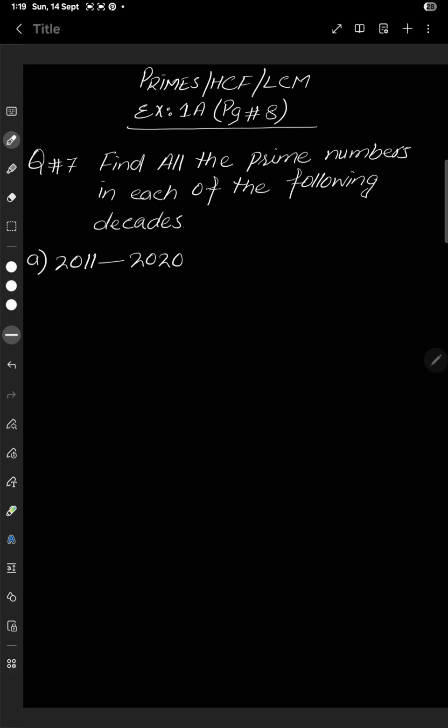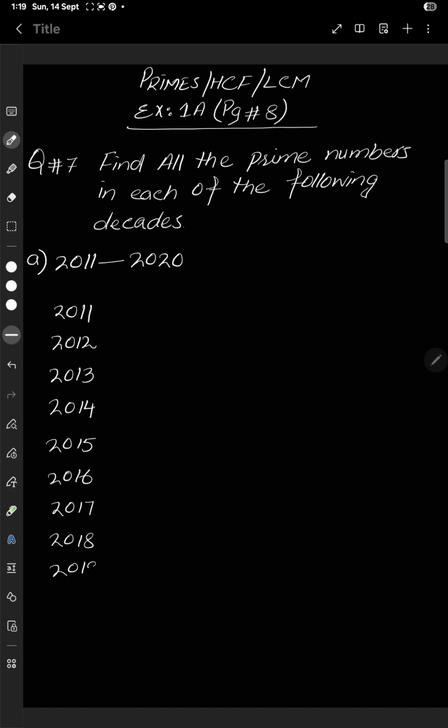So what I am going to do, I will write all the year numbers first. 2011, 2012, 2013, 14, 15, then comes 16, then 17, 18, 2019 and 2020. I need to find out the prime numbers among all these numbers from 2011 to 2020.